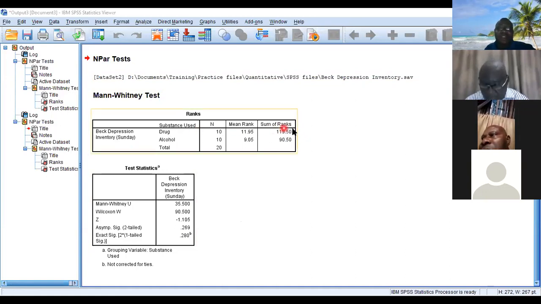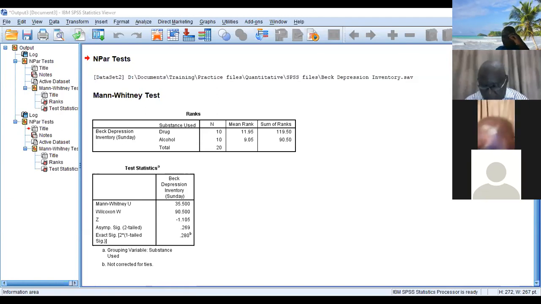The total sum for drug is 119.5. For alcohol it is 90.5. And the smaller one is the Wilcoxon, 90.5. Look at the Wilcoxon 90.5, and the Mann-Whitney 90.5. So it's not significant because the value is high. The other one is smaller. For the Wednesday, the value is smaller. So the smaller it is, the more it will be significant. Dr. Dolapo. Yes, sir.